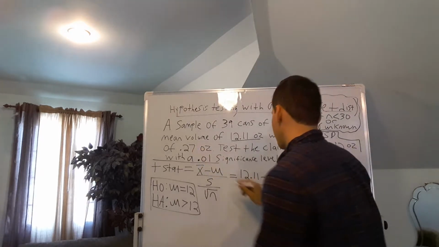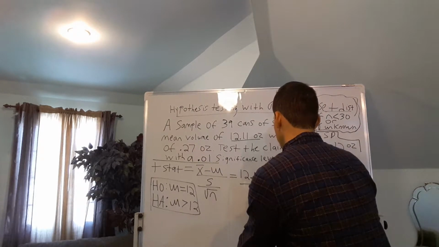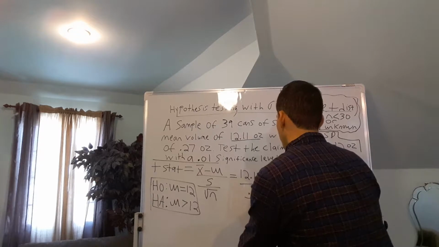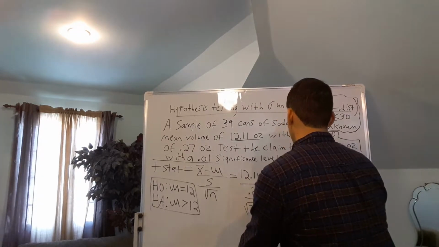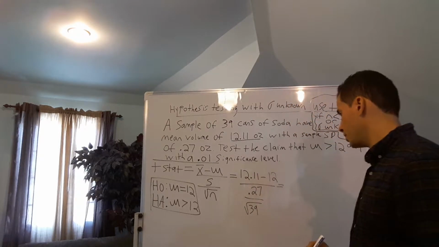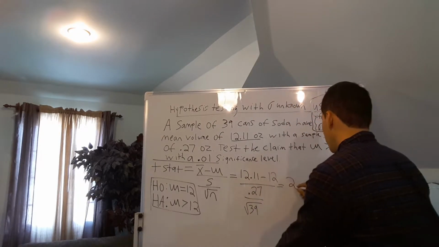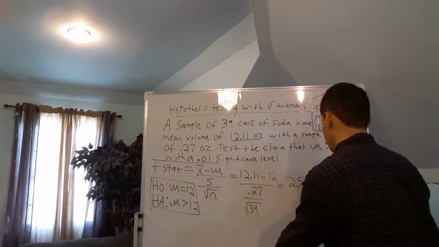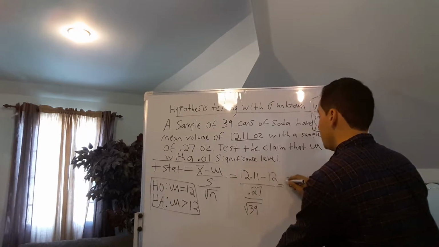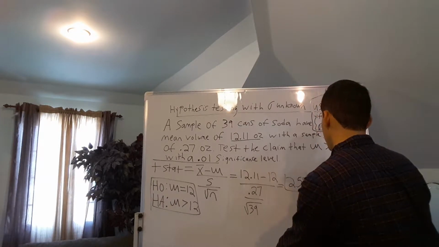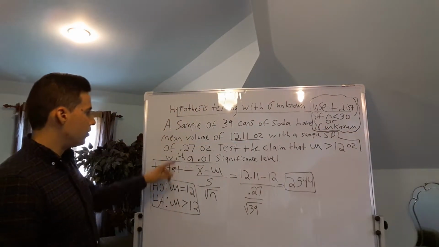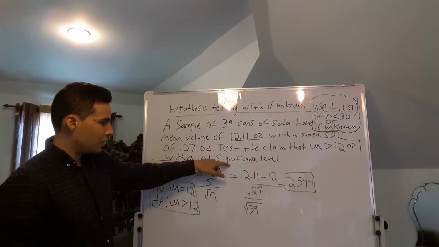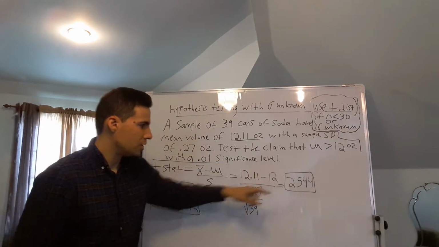Divided by 0.27 over the square root of 39. When you calculate this, you're going to get 2.544. This is the t-statistic that we get here. So we need to prove with a 1% significance level that this value is actually significant.